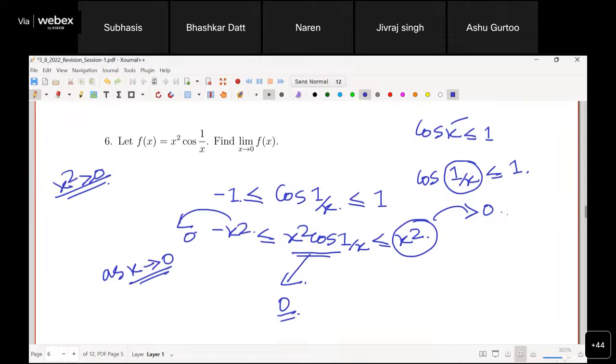So sin x is less than or equal to 1, which means sin(1/x) will also be less than or equal to 1. This x basically varies over all the reals, right? So if x varies over all the reals, then 1/x will also be a real number. You are not going anywhere else. If you take 1/x, you will also get some real number.